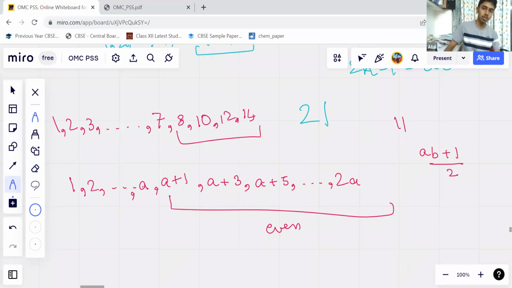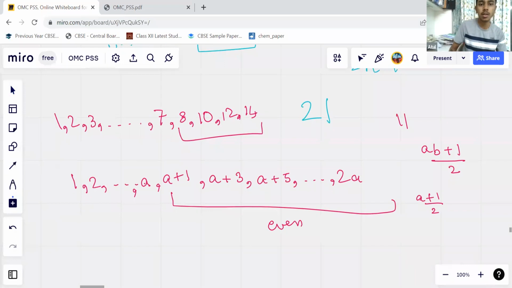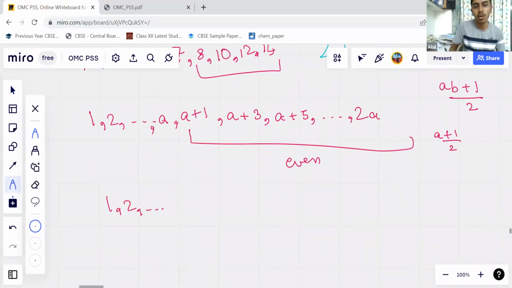Okay, so in general, how many numbers do you want? We want (AB plus 1) by 2. And this was giving out like (A minus 1) by 2. Yeah, actually I think this works, right? Oh, I see. You're right. So we take 1, 2, all the way till A times (B minus 1) by 2.